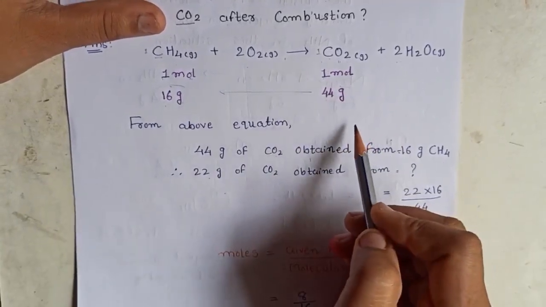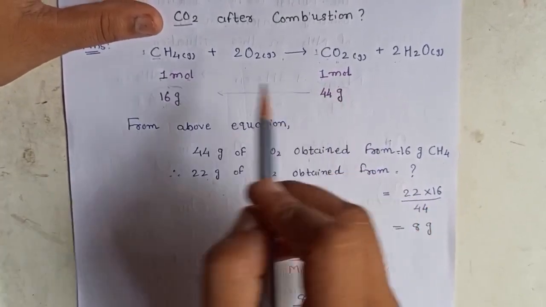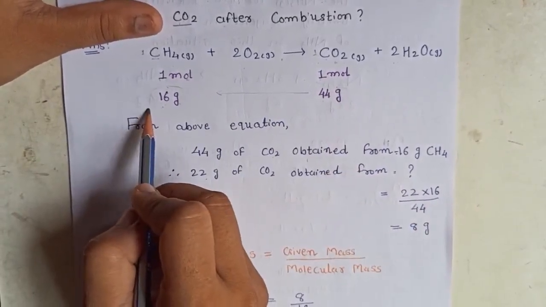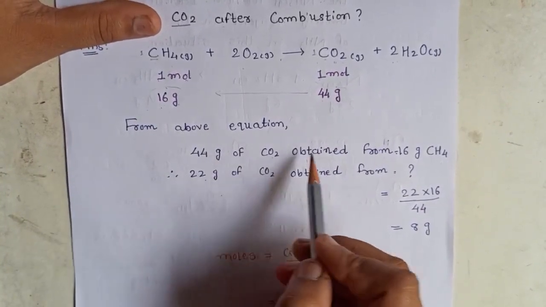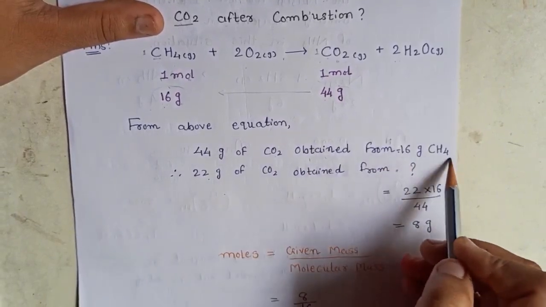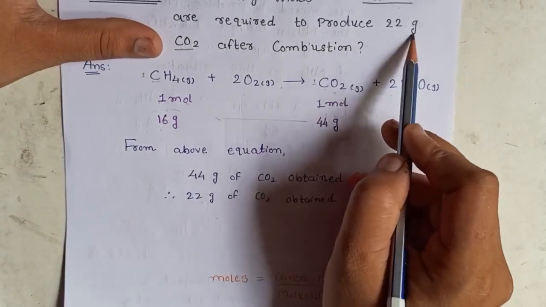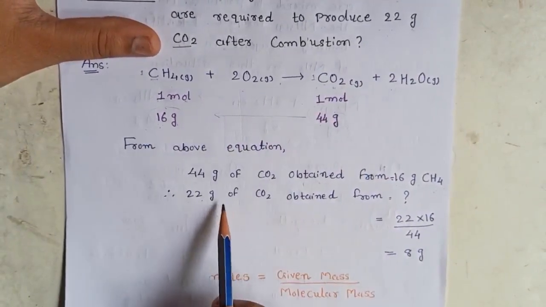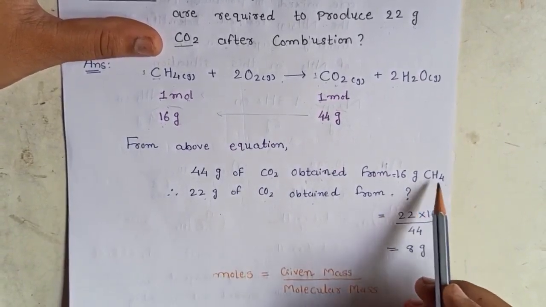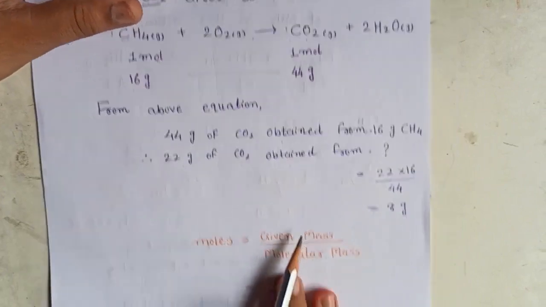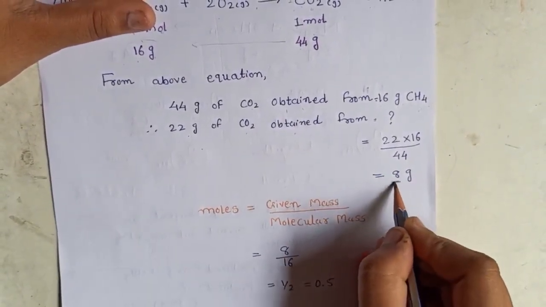Or for this equation we can also say that 44 gram of carbon dioxide will be produced when 16 gram of methane combusts, right? So here we write that 44 gram of carbon dioxide is obtained from 16 gram of methane. Therefore, 22 gram of carbon dioxide, which is given in the question, is obtained from how many gram of methane combustion, right? So, simply cross multiply and you will get the answer, 8 gram of methane.